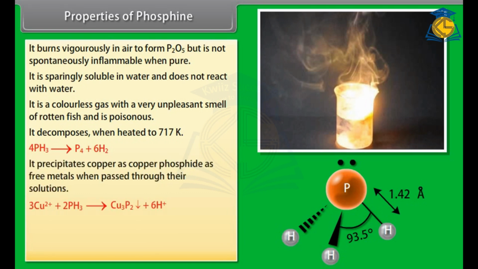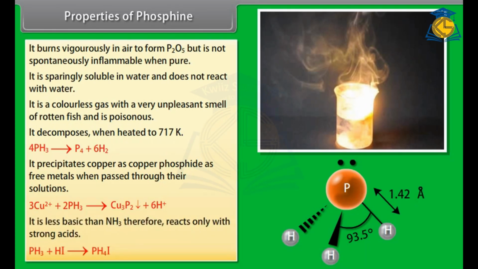It precipitates copper as copper phosphide, as well as free metals, when passed through their solutions. It is less basic than NH3, therefore it reacts only with strong acids.